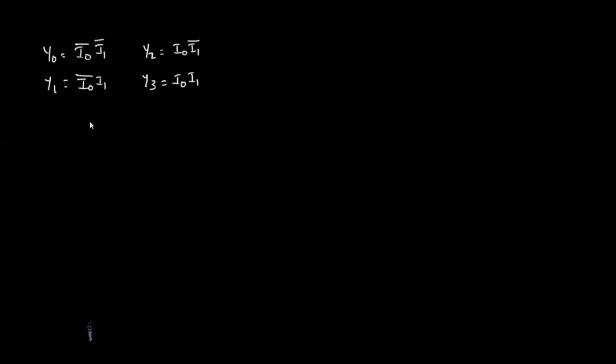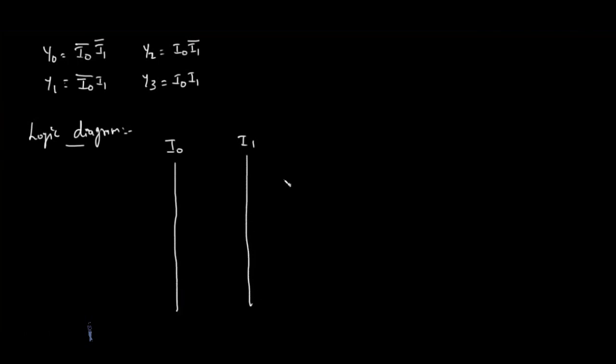So the logic diagram can be drawn for the above equations that we got from the truth table. The logic diagram for this decoder goes like this. We have two inputs, I naught and I1, right? So we can draw a straight line and a straight line for this, and we need to draw 4 AND gates, right? So this is AND gate number 1.